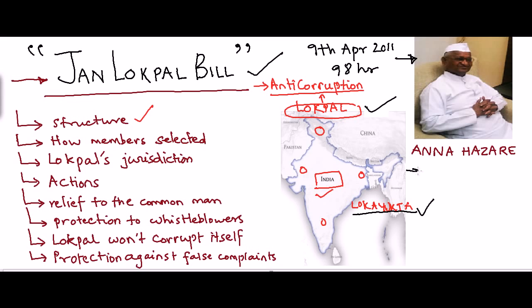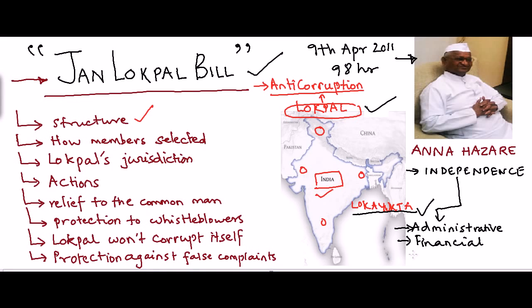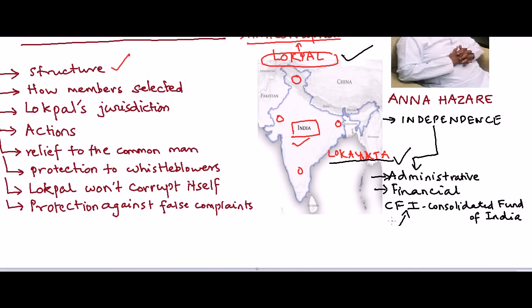So when we're talking about the structure, we'll be talking about how independent these bodies are. Their independence can be judged from three factors. First of all, their administrative independence. Administratively, these bodies are just like the Supreme Court or the Election Commission. So, administratively, their decisions will be free from any kind of government interference. Next up is financial independence. Financially, all their expenses will be charged on the Consolidated Fund of India. All the expenses of the government are charged from this Consolidated Fund of India.